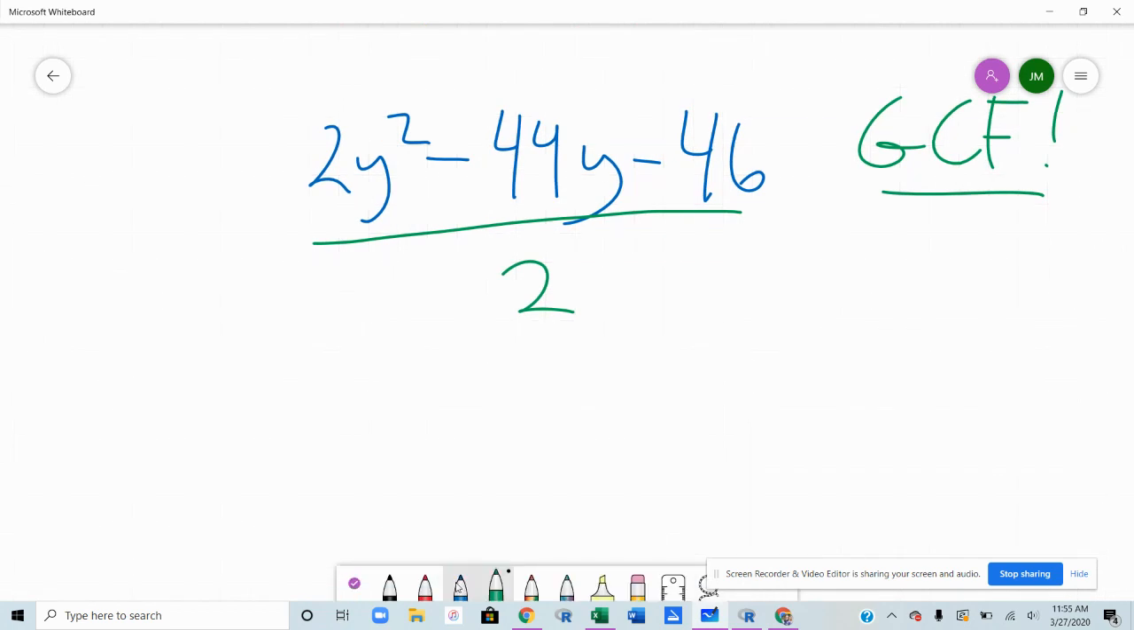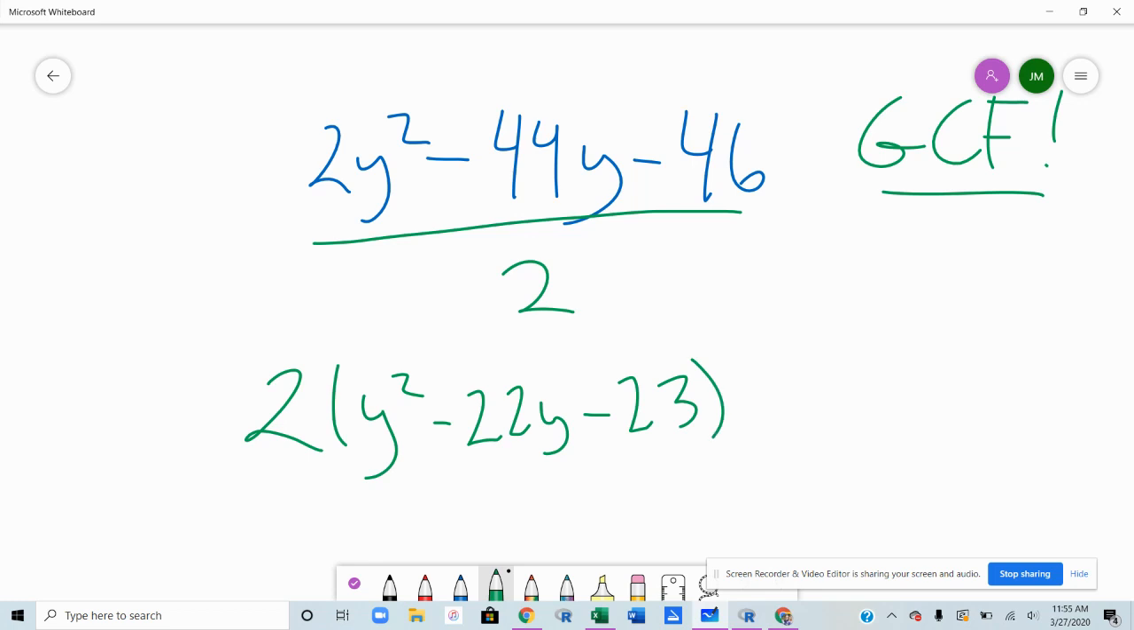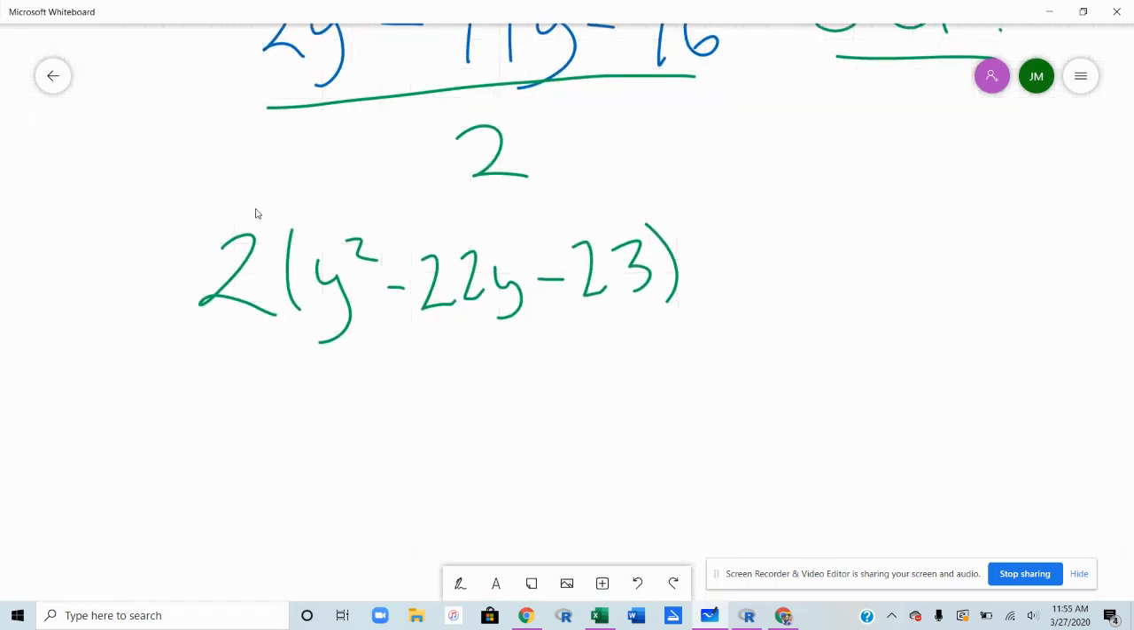So now you're going to factor your GCF like you just did. So divide it all by 2. So 2y squared divided by 2 is just y squared. Negative 44y divided by 2 is negative 22y. And negative 46 divided by 2 is negative 23. Okay. Now at this point, this number in front just hangs out. It doesn't do anything. So your next step was to identify A, B, and C.